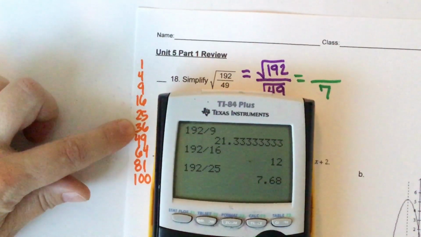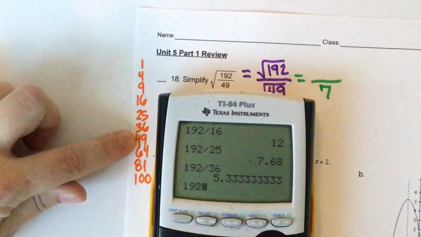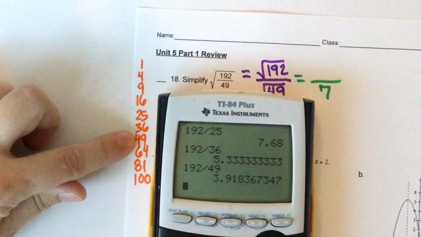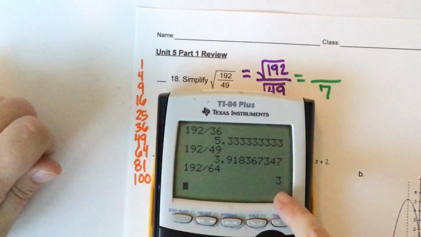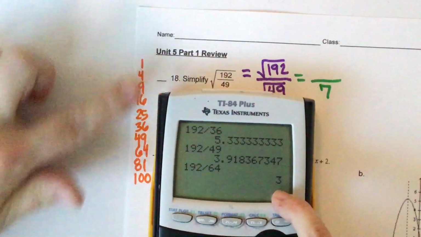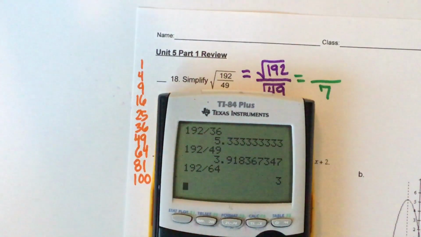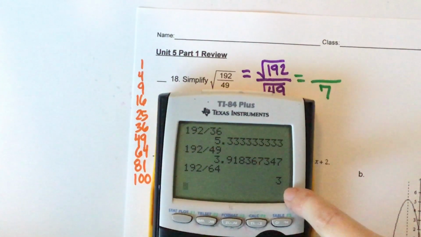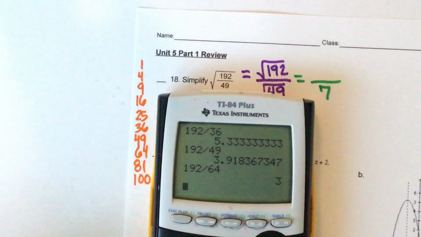Nope, got a decimal. 192 divided by 36. Nope, a decimal. 192 divided by 49. Nope, a decimal. 192 divided by 64. Now, can 3 be divided by any of those? Only the 1. And because 1 can go into everything, it's like it doesn't count. So this is the largest perfect square that goes in, and it goes in 3 times.